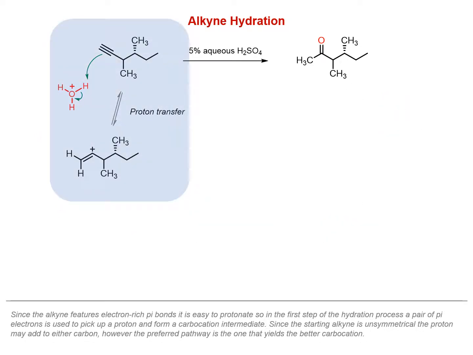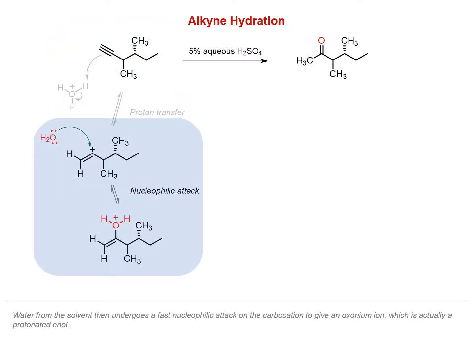Since the alkyne features electron-rich pi bonds, it is easy to protonate, so in the first step of the hydration process a pair of pi electrons is used to pick up a proton and form a carbocation intermediate. Since the starting alkyne is unsymmetrical, the proton may add to either carbon, however the preferred pathway is the one that yields the better carbocation.